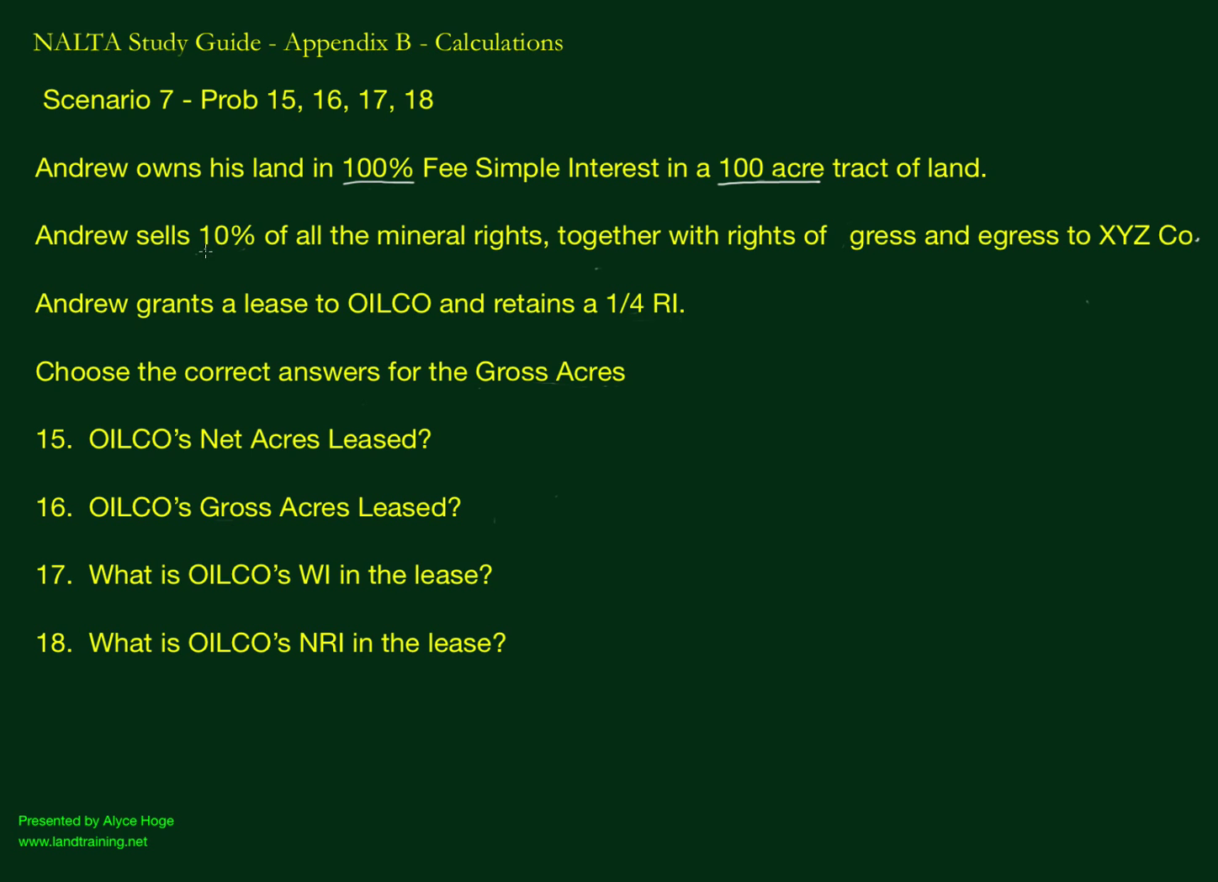But then he sells 10% of all the mineral rights together with rights of ingress and egress to XYZ company. So he sells 10% of the minerals and he gives them the right to come and go on that particular property. Then he grants a lease to Oilco and he retains a 1/4 royalty interest. So it says choose the correct answers for the gross acres.